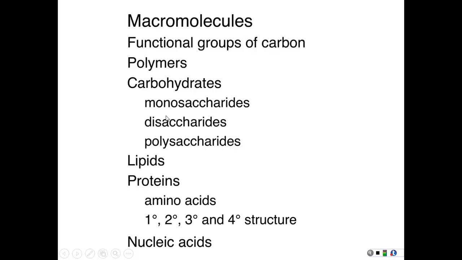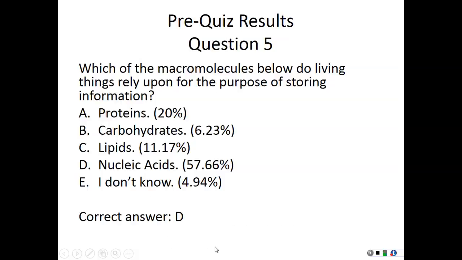Carbohydrates and lipids are where we store energy. Proteins are what we use to physically get stuff done. They catalyze reactions. They give us structures. They move stuff around. They break things down. Nucleic acids are what we look to as living things to store all of our heritable information.